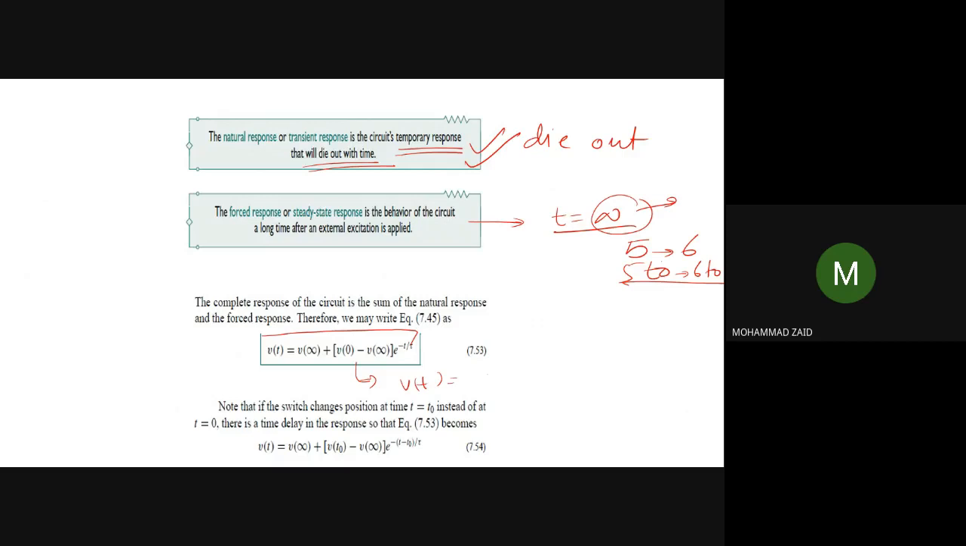So the famous expression which I have already written is V(t) equals V infinity plus V0 minus V infinity e to the power minus t by tau. If there is a time delay, that means the switch is not closed at t equal to 0 but at some time t equal to t naught, then don't forget to write t minus t naught. Usually students make the mistake of writing only t. For example, if the switch is closed at t equal to 1, then you have to write t minus 1.